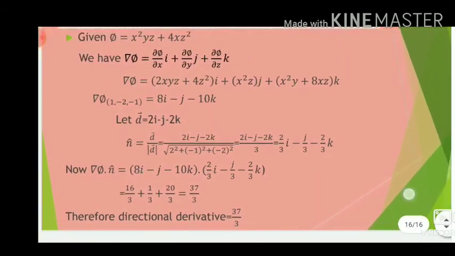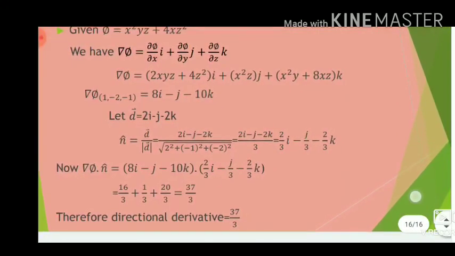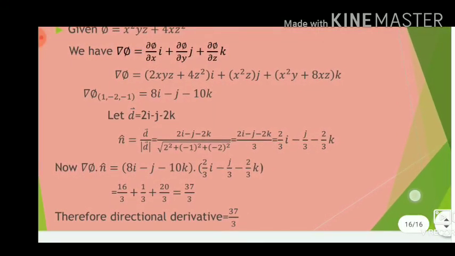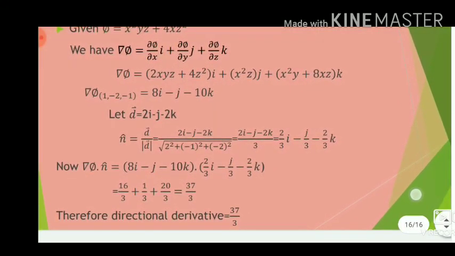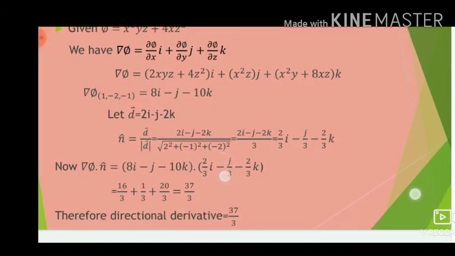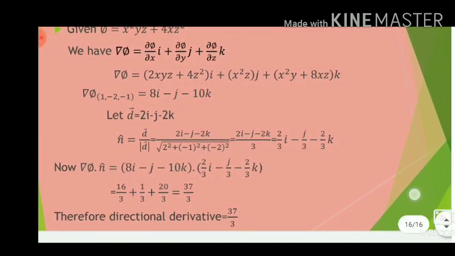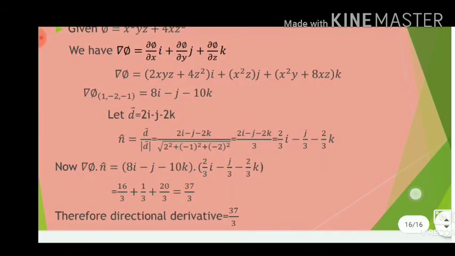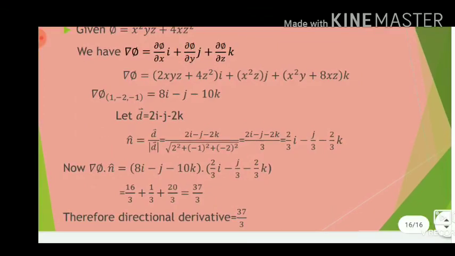So now del phi dot n cap is, del phi is 8i minus j minus 10k dot product with 2 by 3 i minus 1 by 3 j minus 2 by 3 k. So dot product means 8 into 2 by 3 plus minus 1 into minus 1 by 3 plus minus 10 into minus 2 by 3, which is 16 by 3 plus 1 by 3 plus 20 by 3, which is 37 by 3. Therefore the directional derivative is 37 by 3.